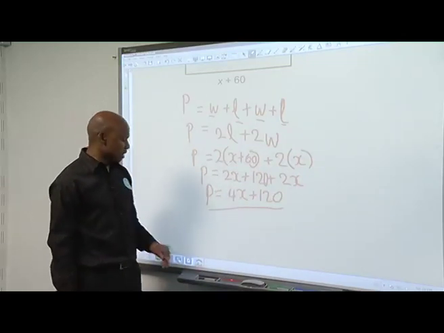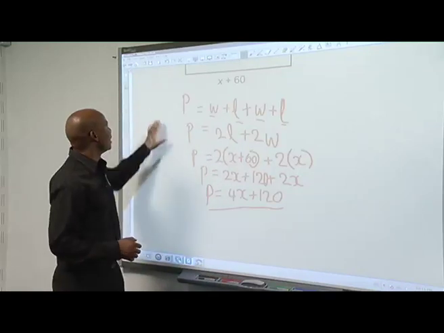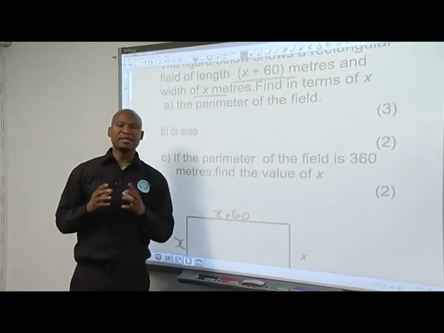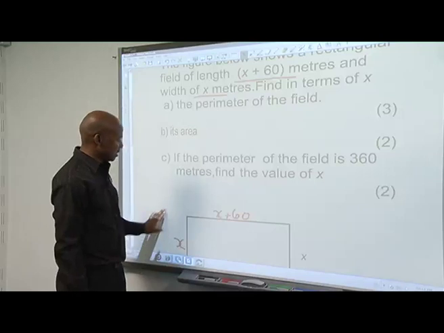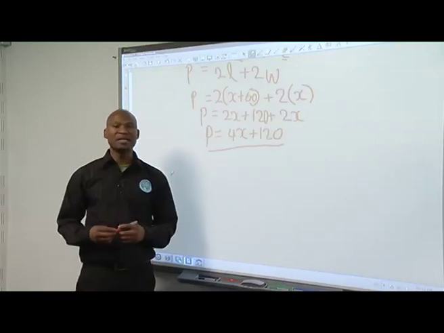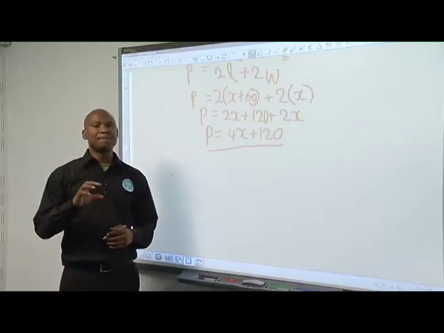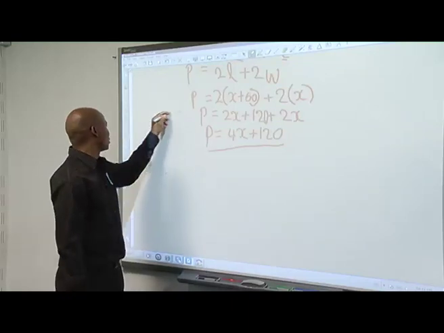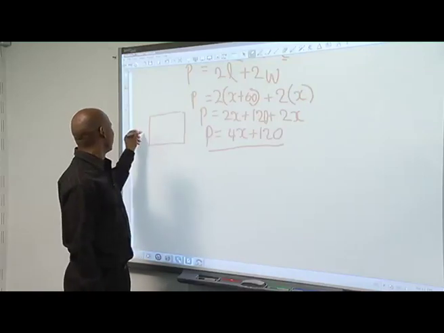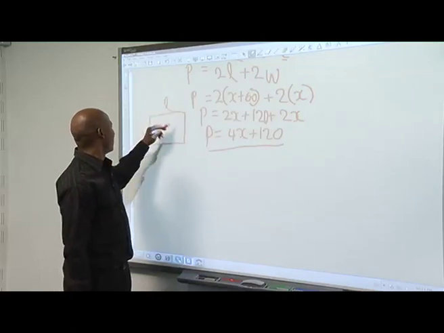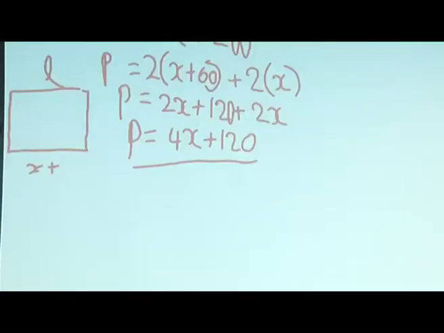Now what are we going to do? We want to also find the area of this figure in terms of x. What are we going to do? We are simply going to remind ourselves, not of the perimeter this time, but the area of this shape. This shape is called the rectangle. This is the width and this is the length. We know that the length here is x plus 60, and the width is x there.